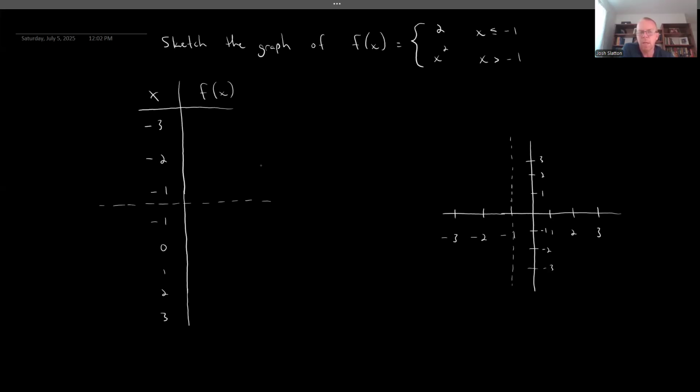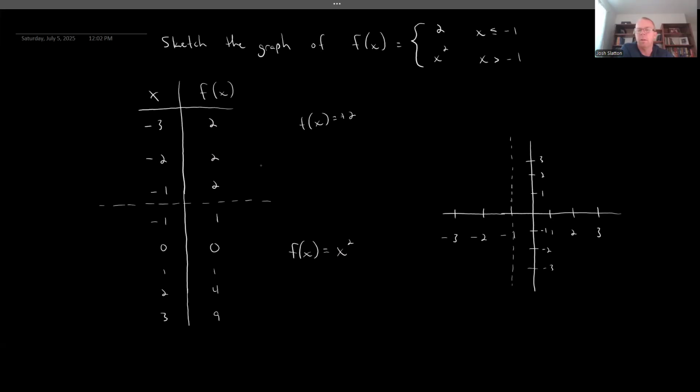So up here above this dotted line, we're going to use f of x equals 2. And then down here, we're going to use f of x equals x squared. So if f of x is 2, it doesn't matter what your x is, you're always going to be at 2. And then now when x is -1 and beyond, we're going to plug this into x squared. So -1 squared is 1, 0 squared is 0, 1 squared is 1, 2 squared is 4, 3 squared is 9.